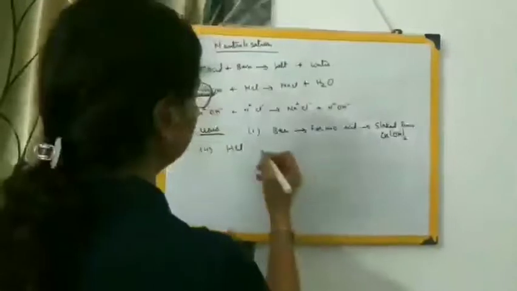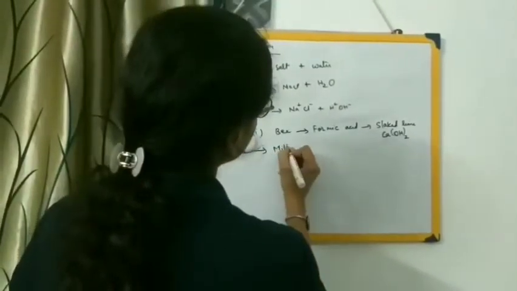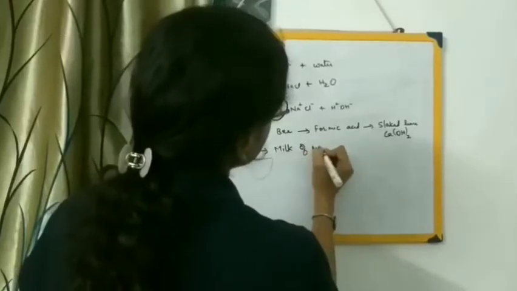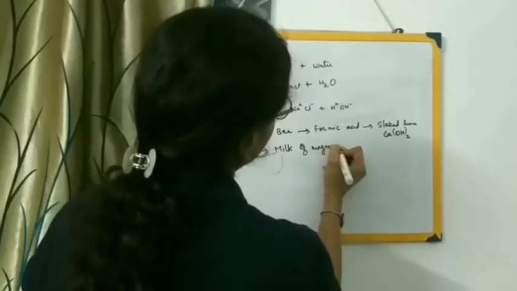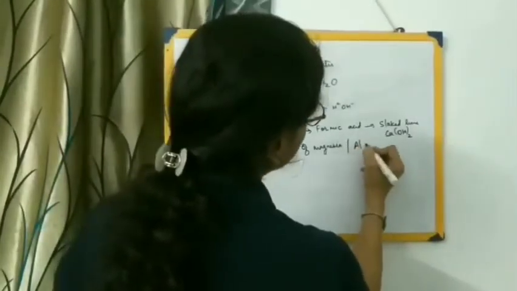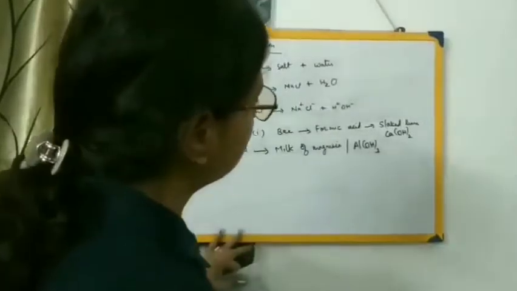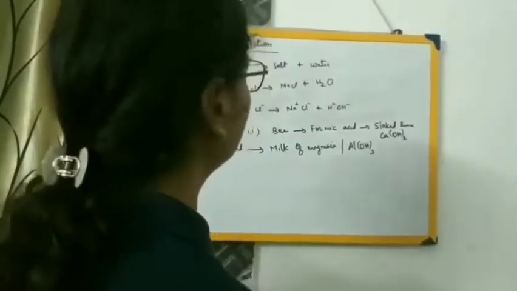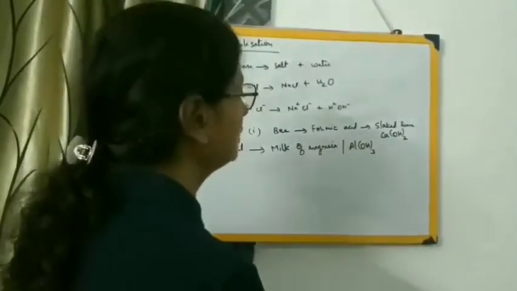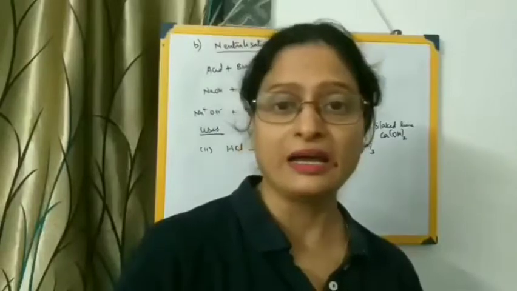So in order to relieve that, what do we have to take? We have to take either milk of magnesia, which is a base, or certain medicines which contain aluminium hydroxide. You get those syrups which contain aluminium hydroxide or magnesium hydroxide. Now all of them are basic in nature, which will reduce the effect of acidity in the stomach, and then you will be relieved from excess acidity.